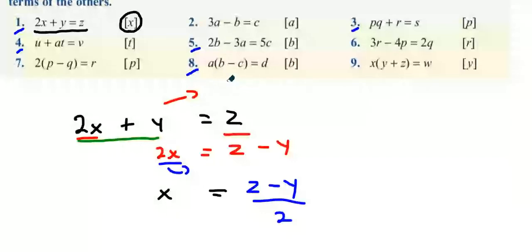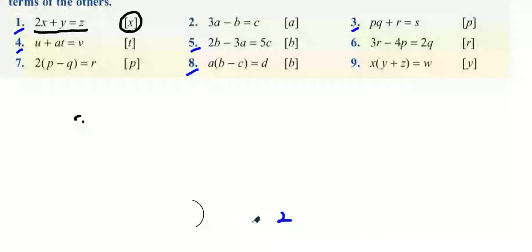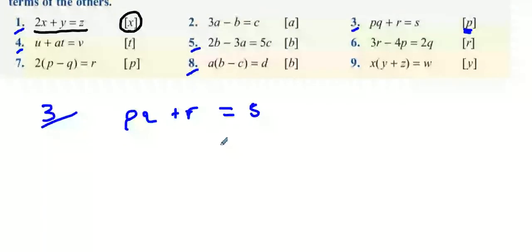Okay. Next, we're going to look at question 3. So we're going for 1, 3, 4, 5, and 8 to begin. Now question 3 wants me to get P on its own. So it's PQ plus R equals S. First of all, the P is located on the left. It's being multiplied by Q, and then R is being added on afterwards.